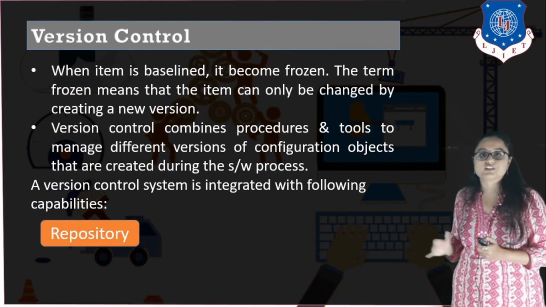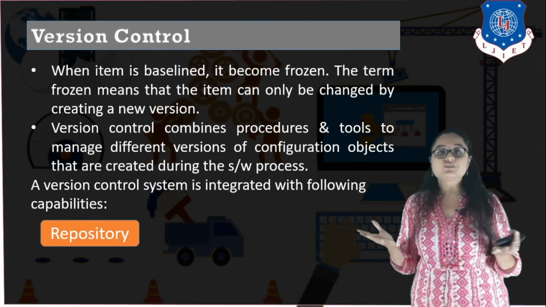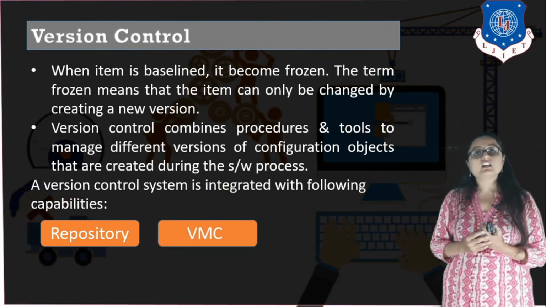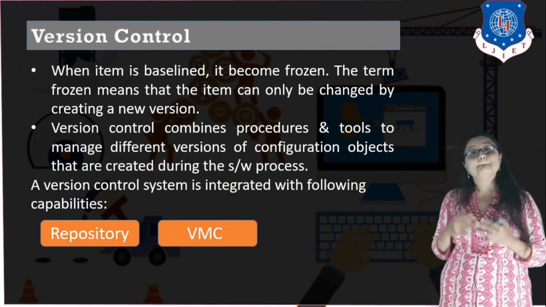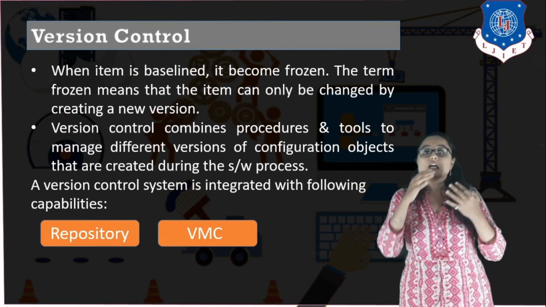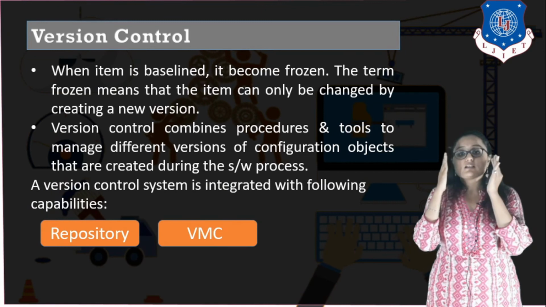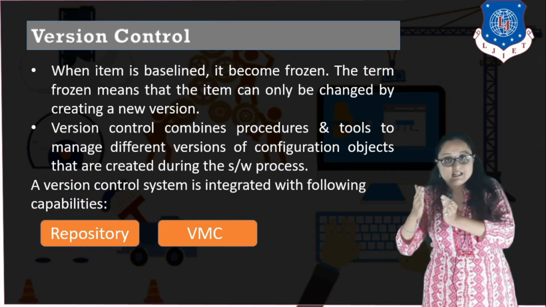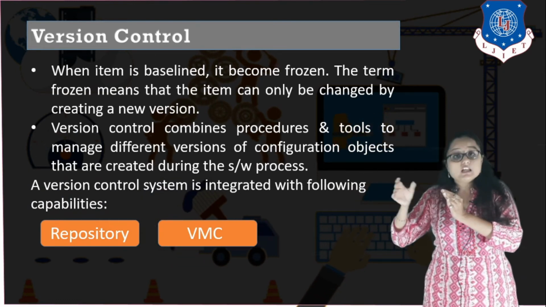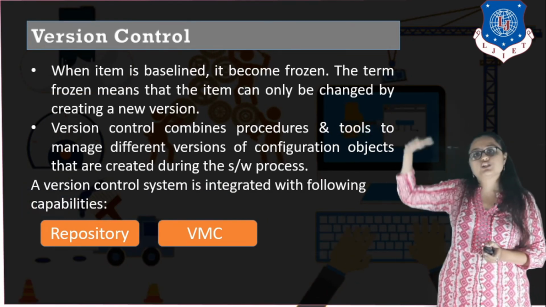The first is the repository. Now what is this repository? This repository basically contains all the related software configuration items of your particular software version. The next is VMC, that is version management capability. It means in the repository we have all the related configuration items for that particular version, and in version management, we have a list that this configuration item is uniquely identified with this number and it was changed in this particular version, right? So that is a version management capability which a version control tool should have.